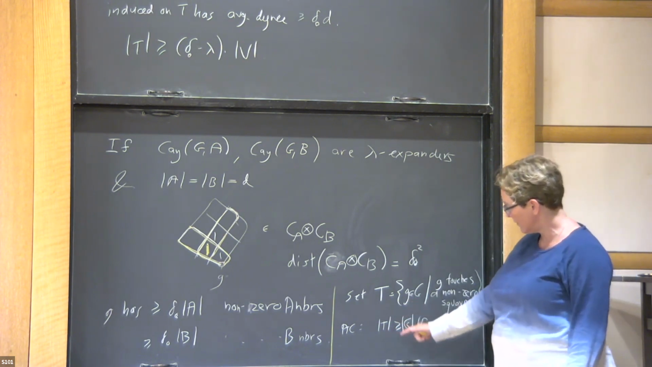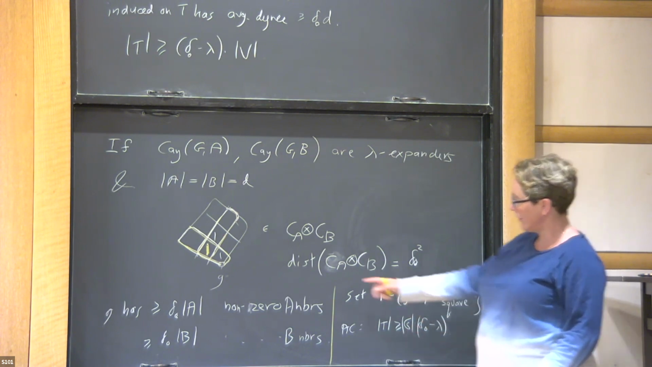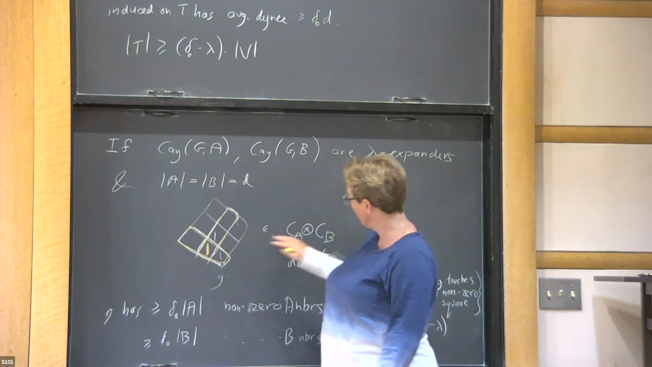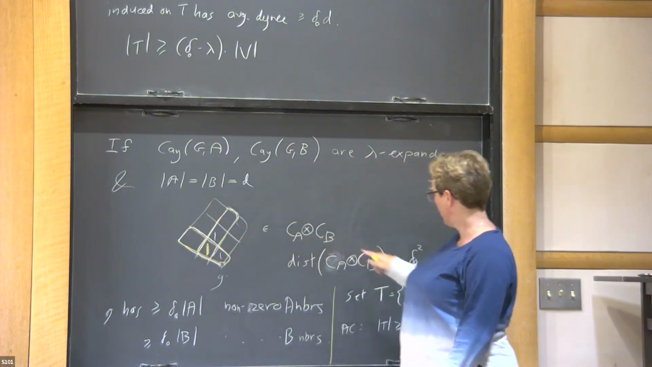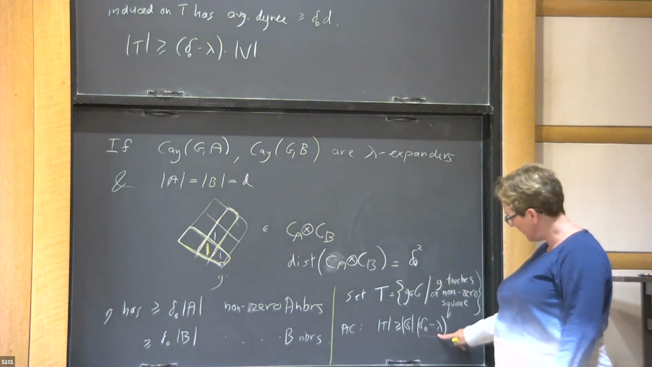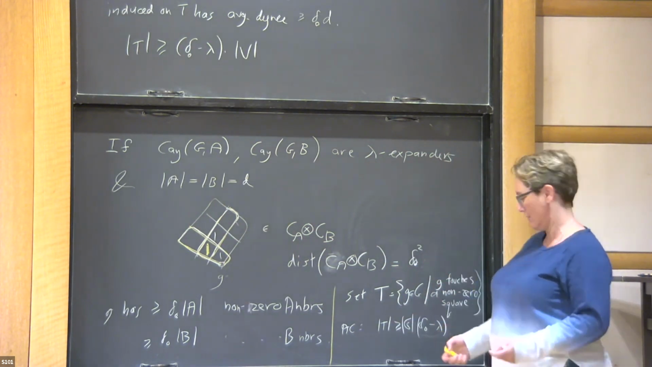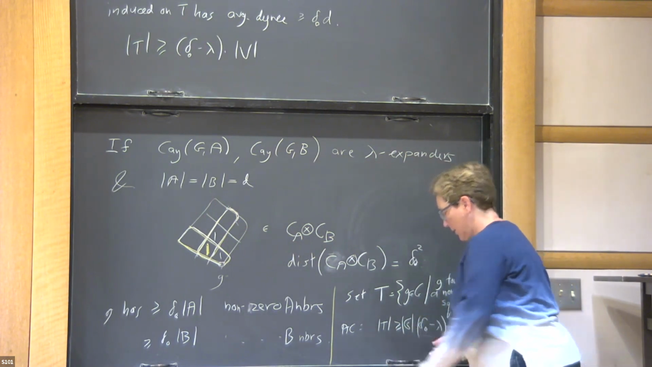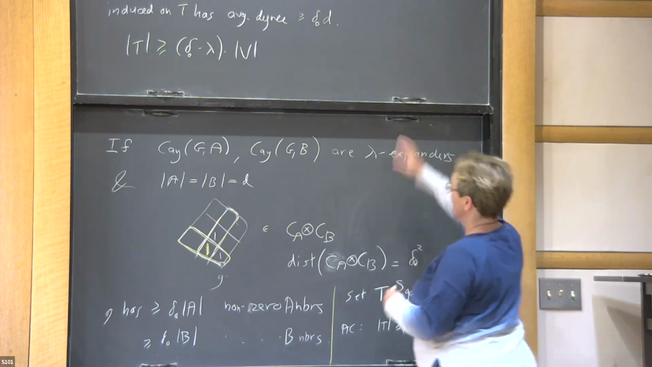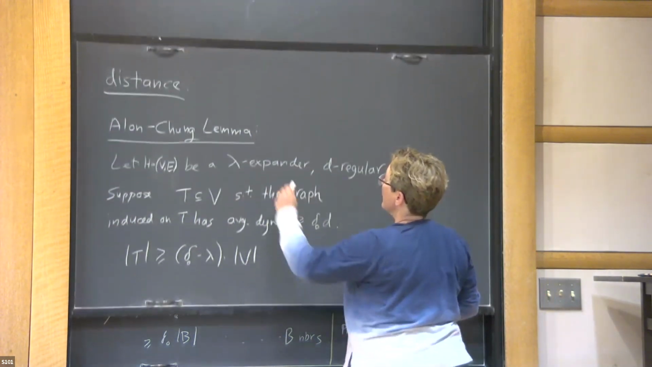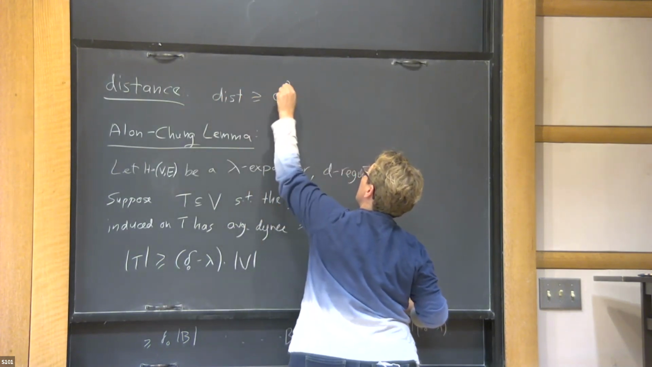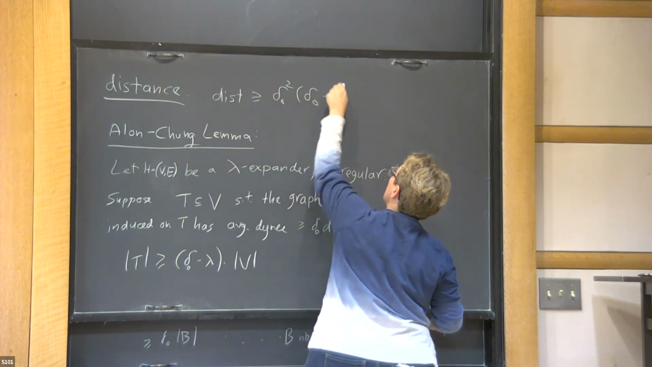Whenever you are in the set T, you're touching all these squares. Your non-zero code word is inside C_A tensor C_B, so your distance must be at least delta naught squared. So you get this times delta naught squared. I'm not going to care about this so much. Okay, so to conclude, the distance is at least delta naught squared times delta naught minus lambda.